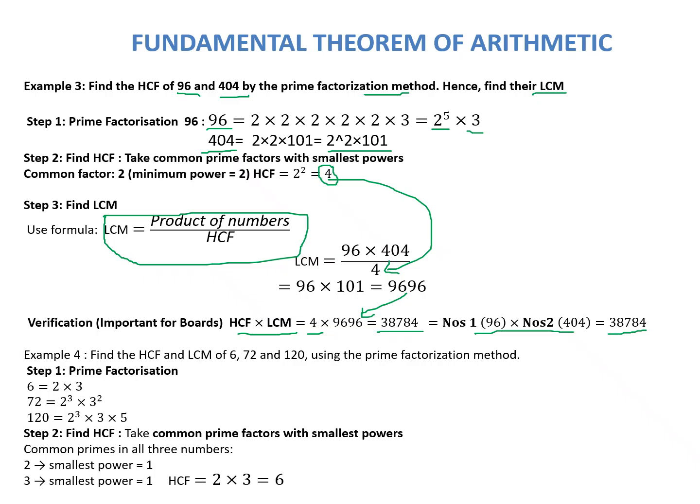For example, we have to find the HCF and LCM of three numbers here: 6, 72 and 120. We'll do the prime factorization of 6, 72 and 120, and then we have to find the HCF. So we have to look at the numbers. We have the common factor 2, which is there in all three. Common factor 3 is also there in all three. The smallest powers are 2 to the power 1 and 3 to the power 1. Which means that 2 multiplied by 3, which is equal to 6, is the HCF for that particular set of numbers. We'll move to the next slide and look at how we calculate the LCM.